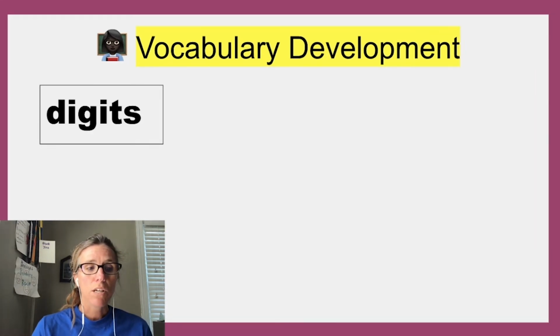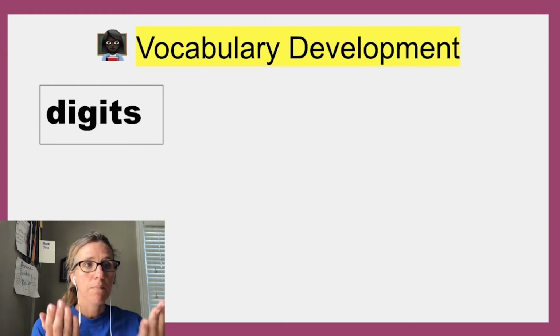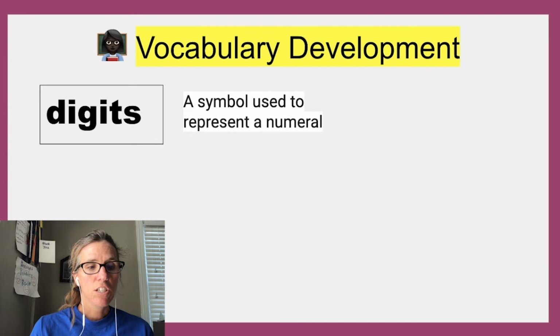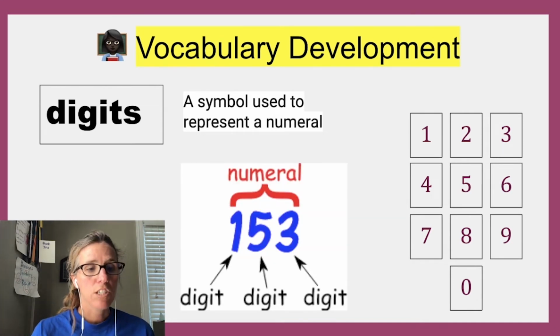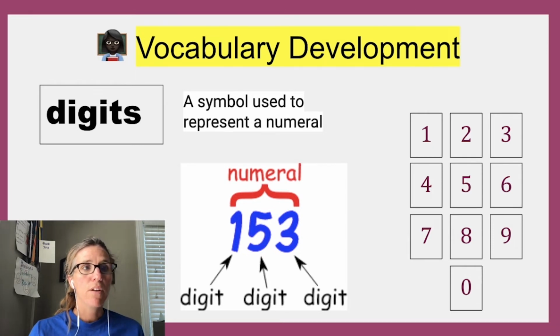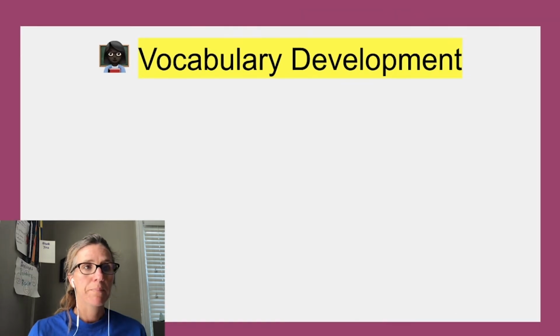We're also going to be talking about the word digits. Say that with me. Digits. Digits are the symbols used to represent a numeral. In our number system, we have 10 digits. We can put different digits together to make numerals. You can see in this example, the numeral or the number 153 is made up of 3 different digits.